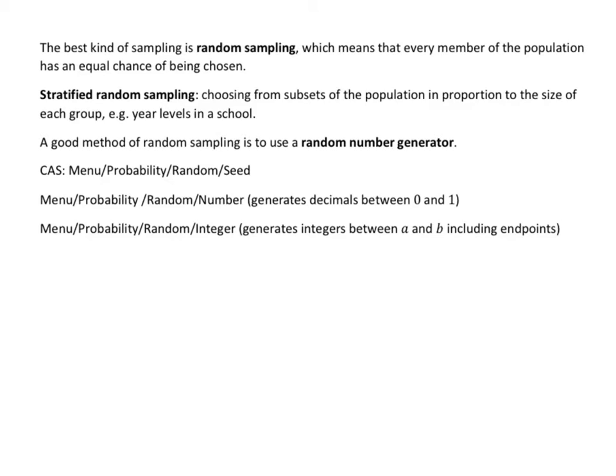If you have a small population size, you could even draw numbers out of a hat, but that rarely happens because your population is usually not that small. To generate random numbers, you could go to your CAS, menu, probability, random, seed, and then you put in a number yourself, or you can generate a random number between 0 and 1, or you can generate an integer value between A and B, depending on what you tell it.